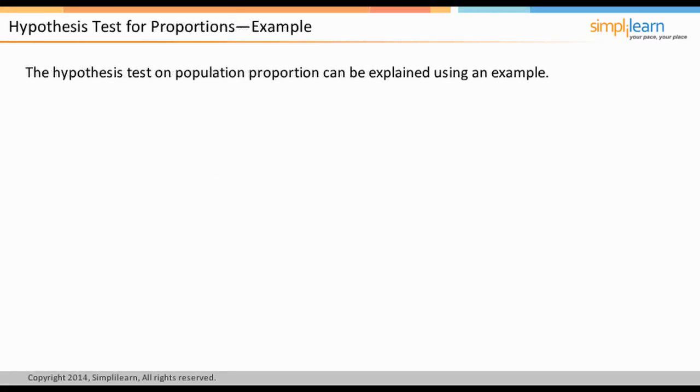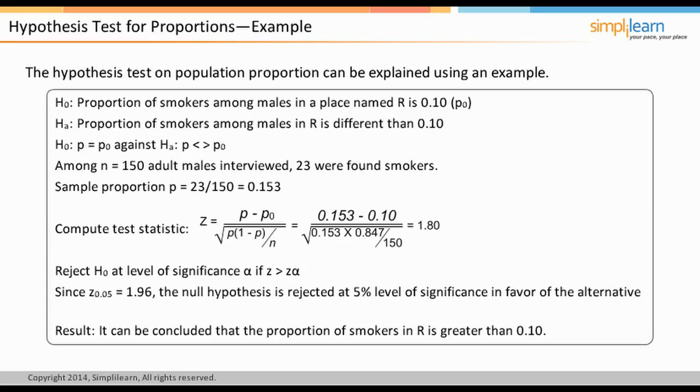In this screen, we will discuss hypothesis test for proportions with an example. The hypothesis test on population proportion can be performed. To understand this with an example, click the button given on the screen. Let us perform hypothesis test on population proportion. The null hypothesis is that the proportion of smokers among males in a place named R is 0.10, represented as P0. The alternative hypothesis is the proportion is different than 0.10. In notation, it is represented as null hypothesis is P equals P0 against alternative hypothesis is P different than P0.